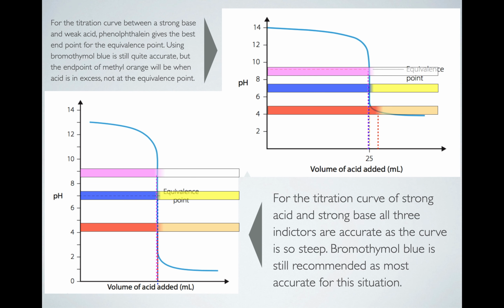Okay, let's look at a couple of other examples here. We've got a titration curve up the top right between a strong base and a weak acid. The equivalence point is up around pH 8 or 9. So phenolphthalein's a good indicator because it changes from pink to clear at around that point. It's a really good indicator, it fits there. Notice that the bromothymol blue underneath isn't too far off as well because it's so steep. But that methyl orange endpoint is too far along the curve. We're going to get it beyond the endpoint there.